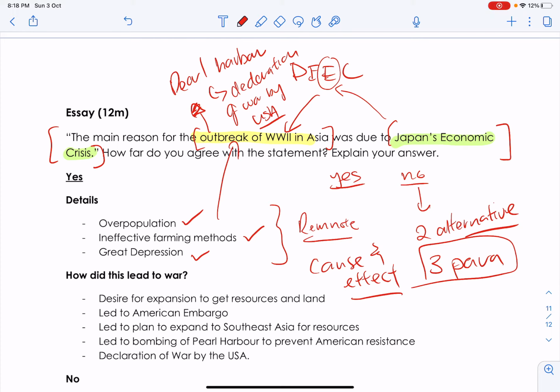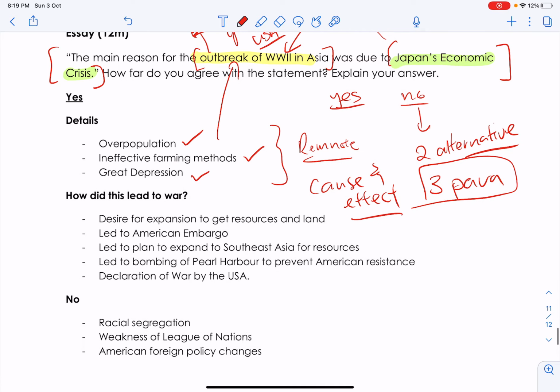That's not enough. Okay, you must say, thus, due to all these problems that Japan is facing due to the economic crisis, they desire for expansion in order to get the resources and land that they need to solve the problem. Okay, and the more they expand, the more they felt encouraged, the more they felt emboldened to expand further. And with this expansion, what did it lead to? It led to the alert by the USA to start moving towards the need to quarantine Japan. And how did they quarantine Japan? They had an embargo.